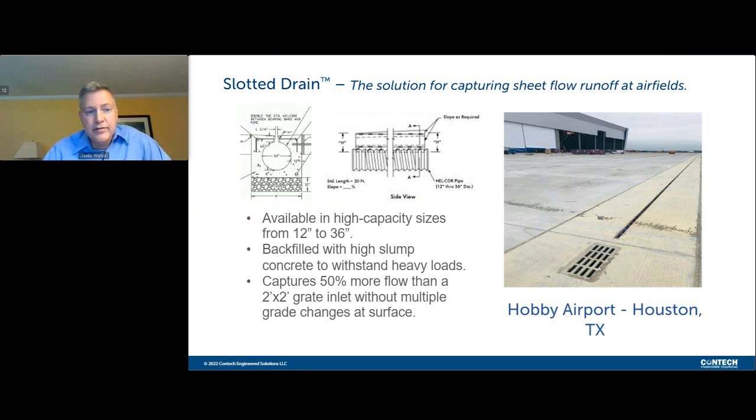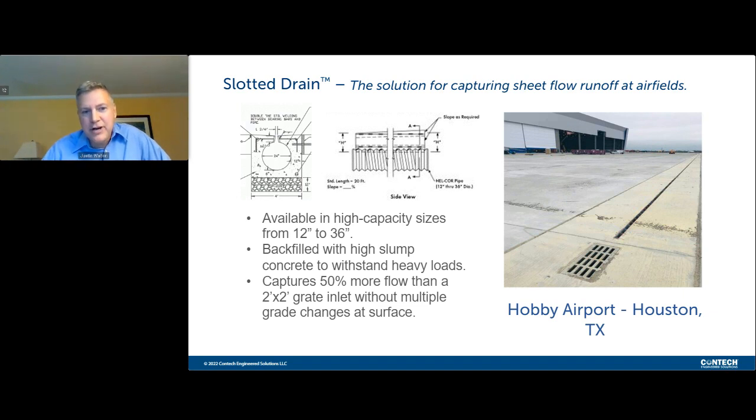Slotted drain is able to handle very high flows. We manufacture it from 12-inch to 36-inch diameter. And because it is backfilled with high slump concrete, it can handle just about any aircraft live load. And one 20-foot section of slotted drain can accept 50% more inflow than a standard 2-foot by 2-foot grade inlet. And it does so without multiple grade changes at the surface. And if you're rolling on an aircraft, that is the last thing you want is multiple grade changes.